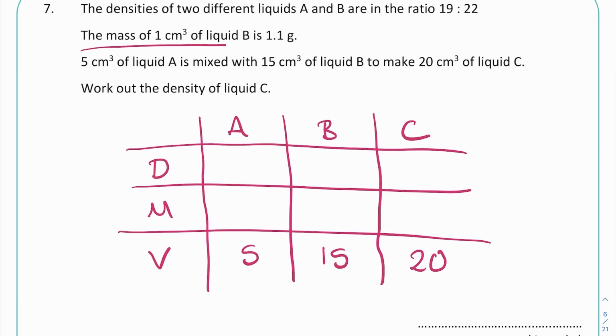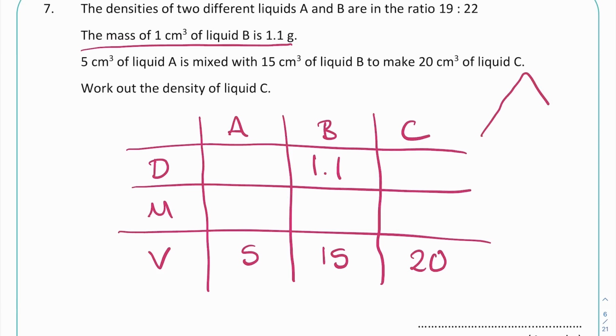This line here is an interesting one because the mass of 1 centimetre cubed is 1.1. Now that tells us the density and it's going to help us work out the mass. If the density is written as grams per centimetre cubed, and this is telling us the grams for 1 centimetre cubed, that is actually telling us the density. So the density of B is 1.1 grams per centimetre cubed. That's going to allow us to work out the mass.